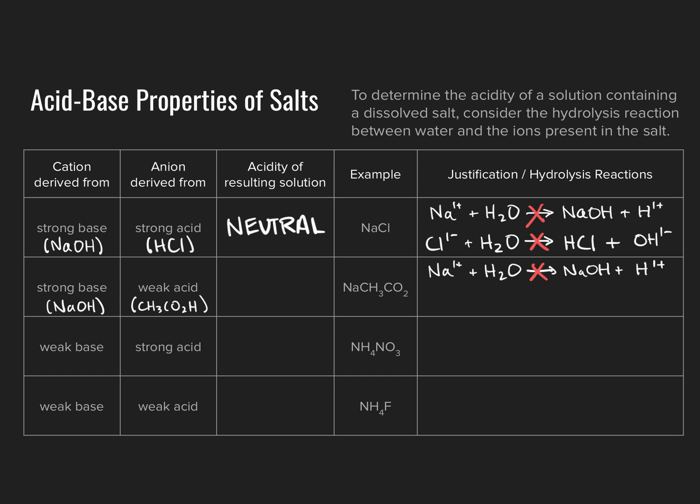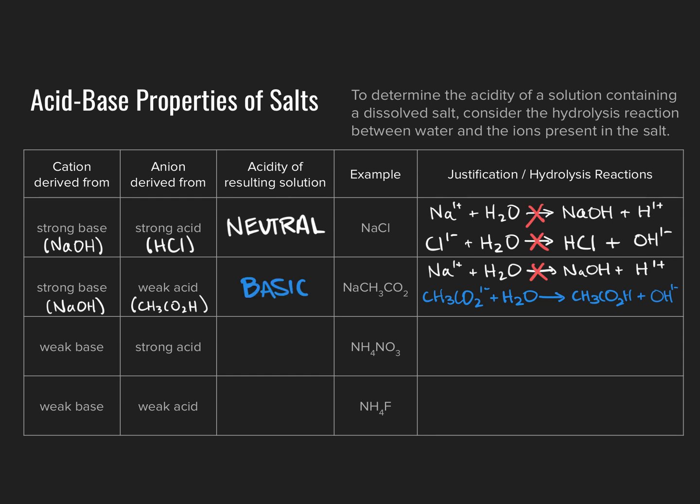And as such, we would expect to see a favorable hydrolysis reaction in which the acetate ion accepts a proton from a water molecule, forming as products acetic acid, CH3CO2H, and a hydroxide ion, OH negative. Now again, because this acetate anion is a relatively strong conjugate base, we'd expect this reaction to produce meaningful amounts of hydroxide ions in solution, and as such, the acidity of the resulting solution of sodium acetate would be fairly basic.